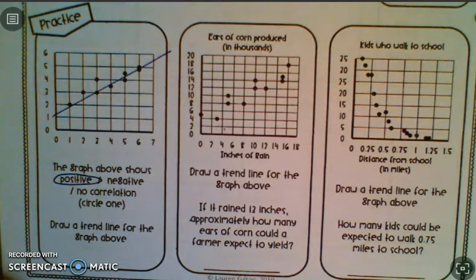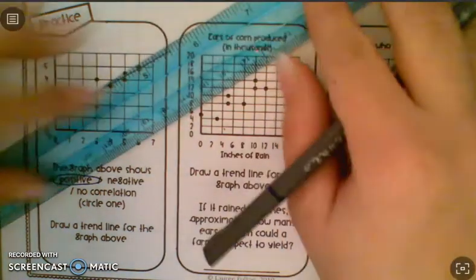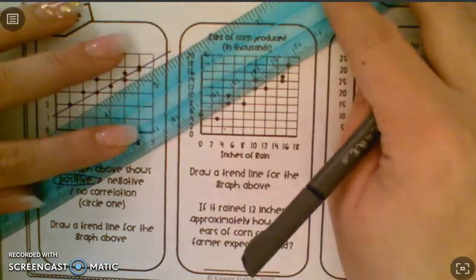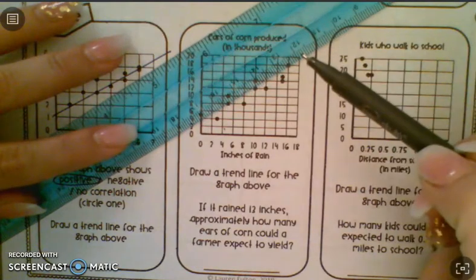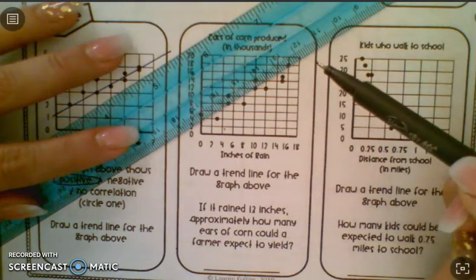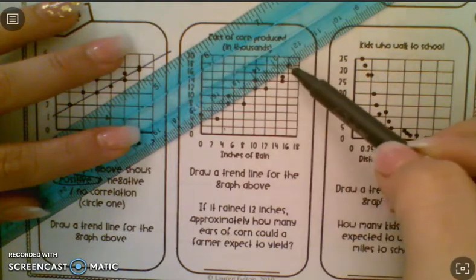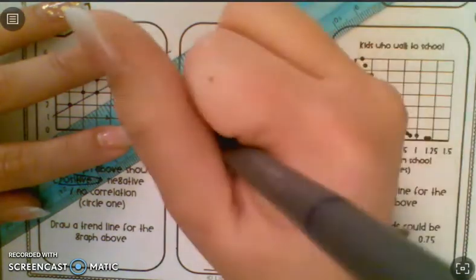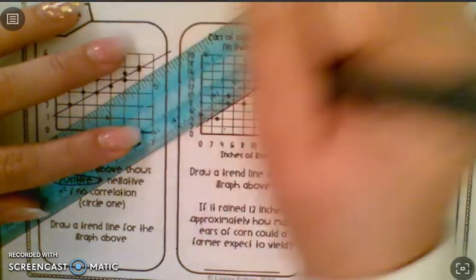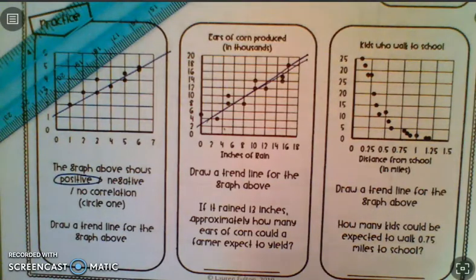On the second one, it says draw a trend line for the graph above. Okay, so let's draw our trend line. Let's see. One, two, three, four, 5. 1, 2, 3, 4, 5. Okay, I'm going to draw it right about here. That was really bad. Right about there.